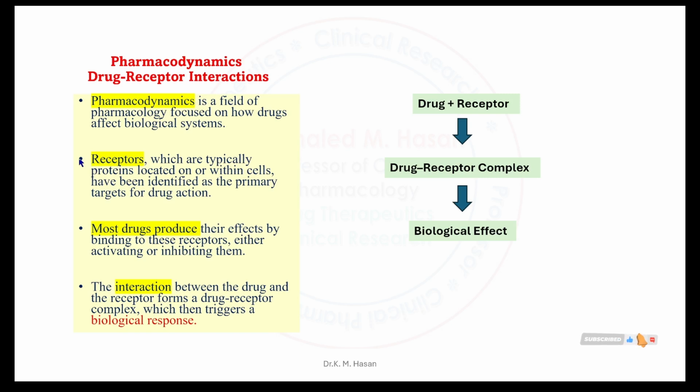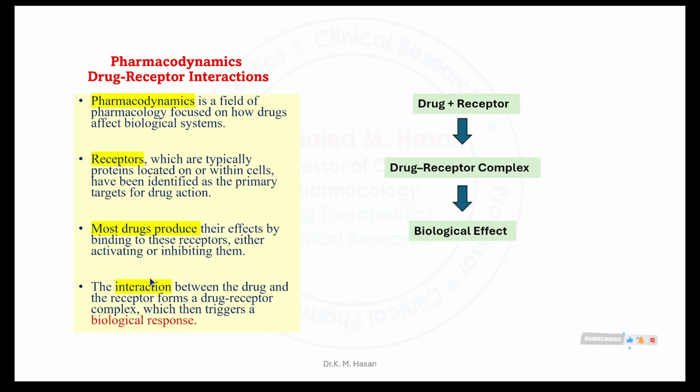The receptor is normally a protein, so we need to remember that a receptor is a kind of protein structure located on the cell or inside the cell, and it is responsible for identifying the primary target for the drug action. So normally the drug will target the receptor. Most drugs produce their effect by binding to this receptor. By binding to the receptor, they may activate or may inhibit it.